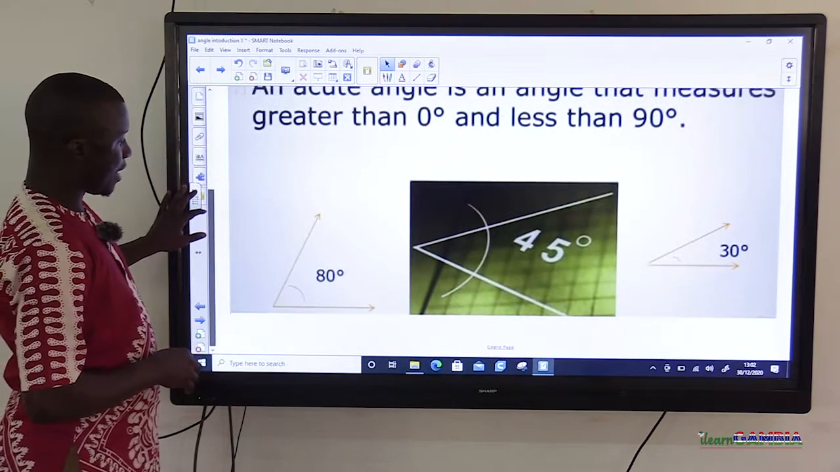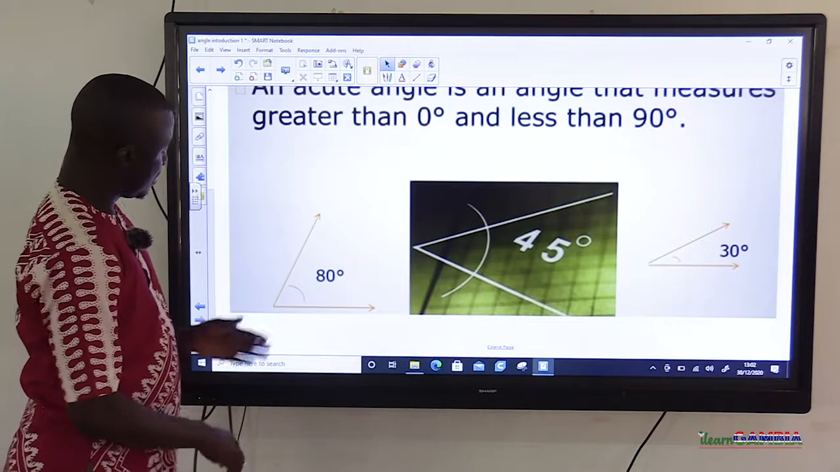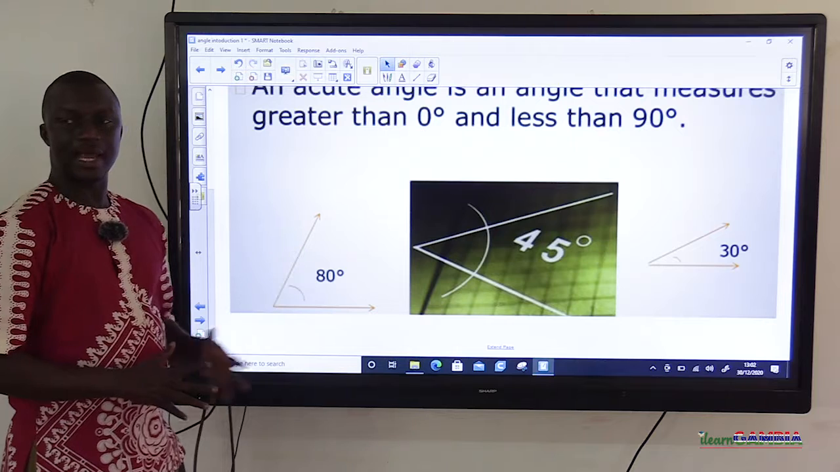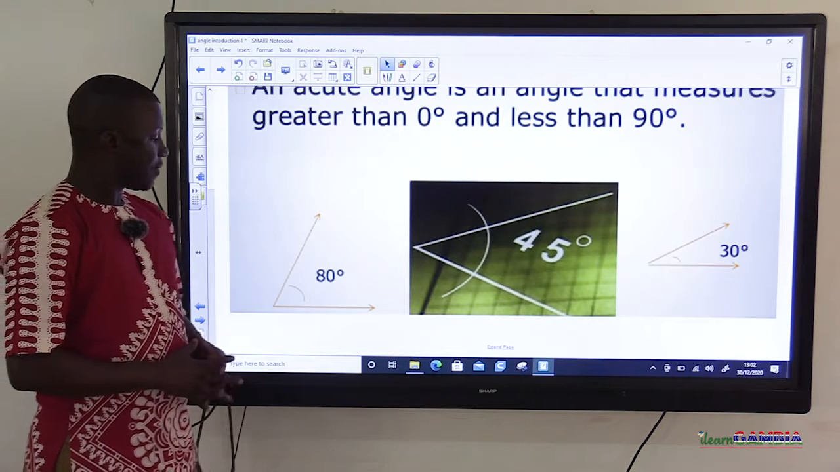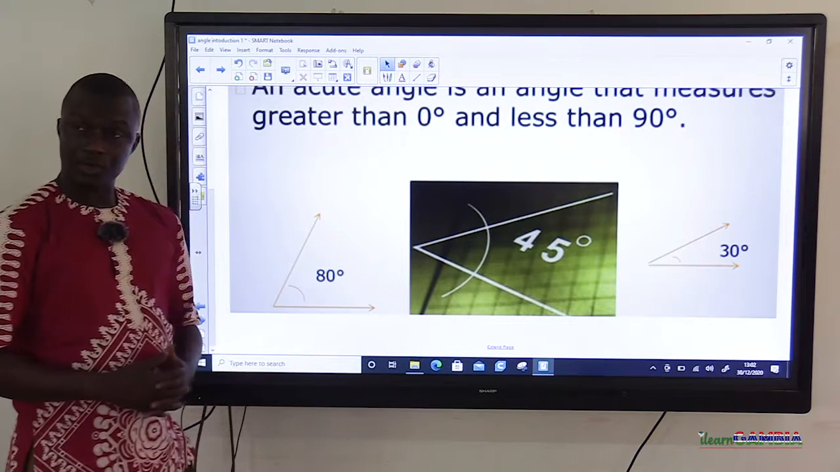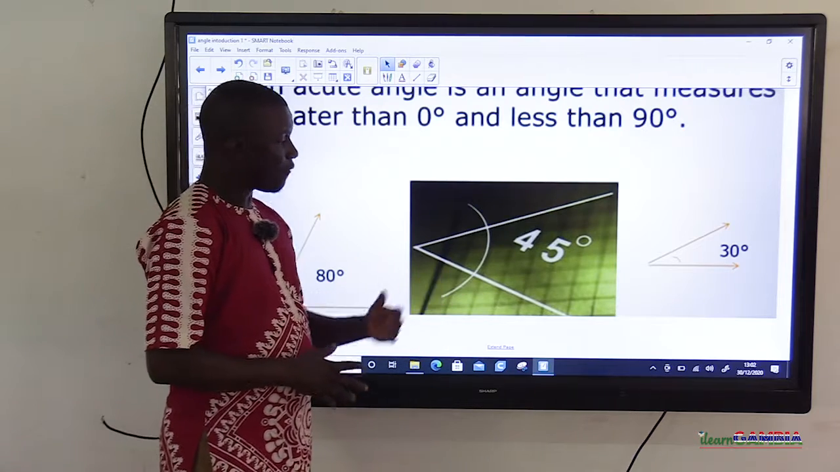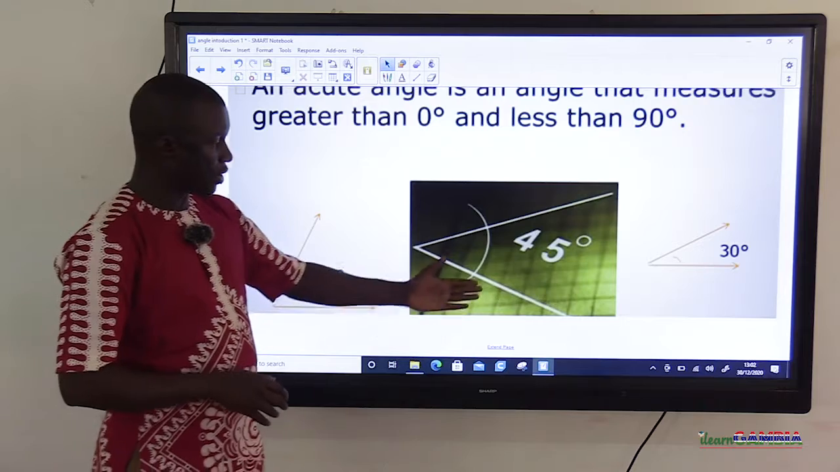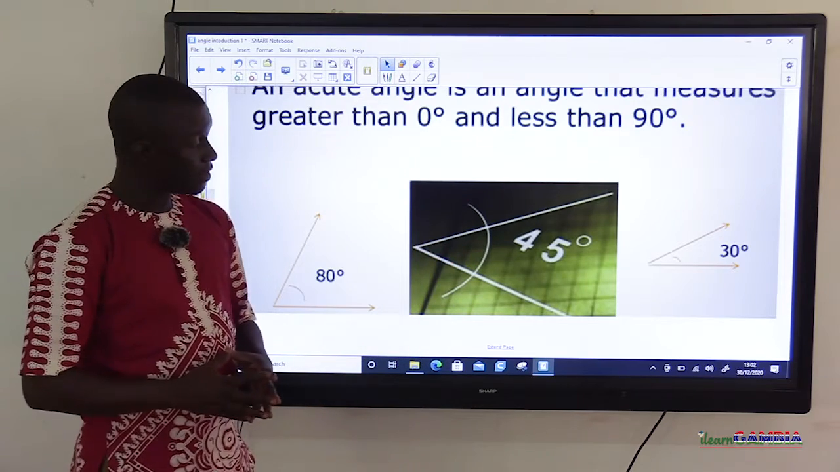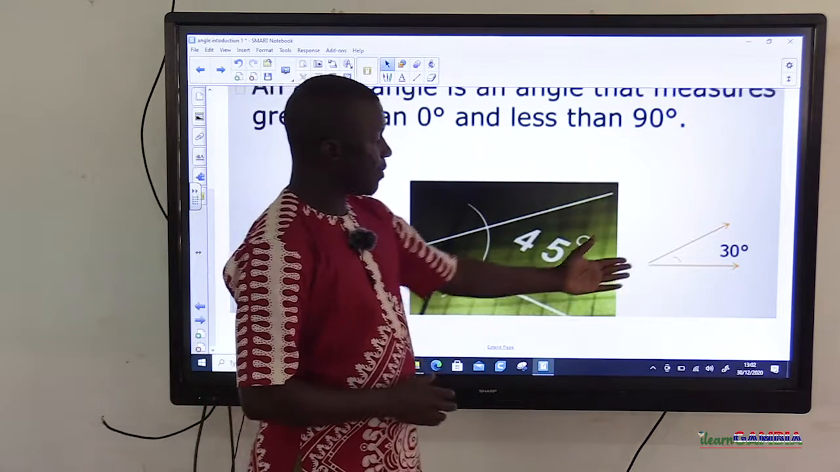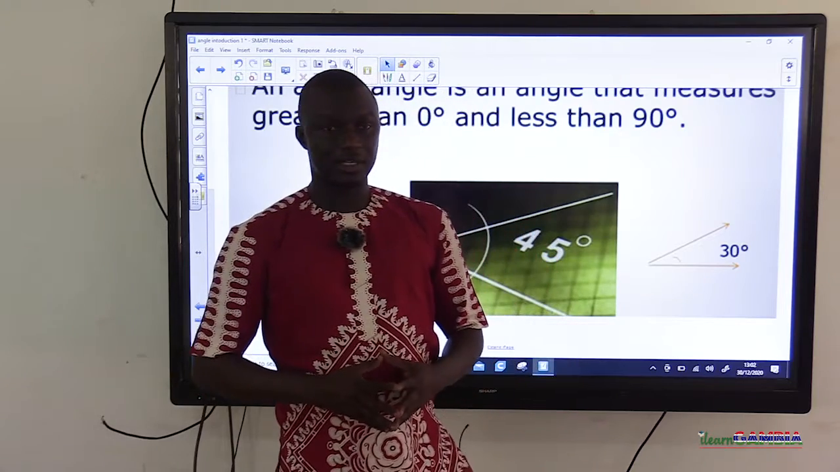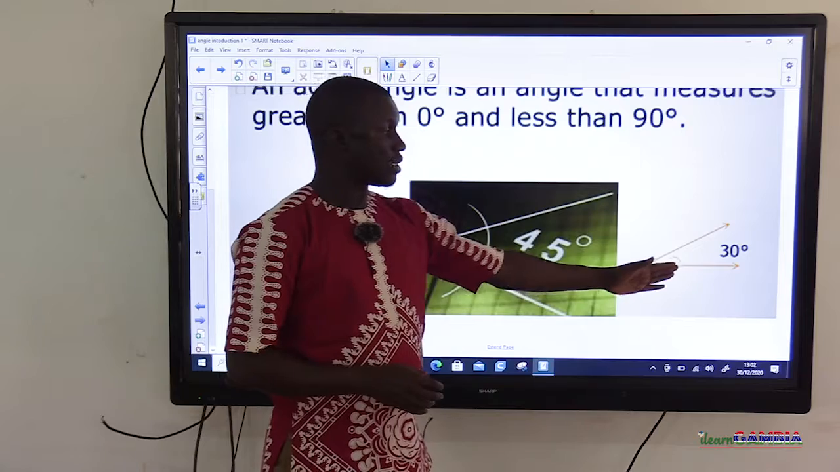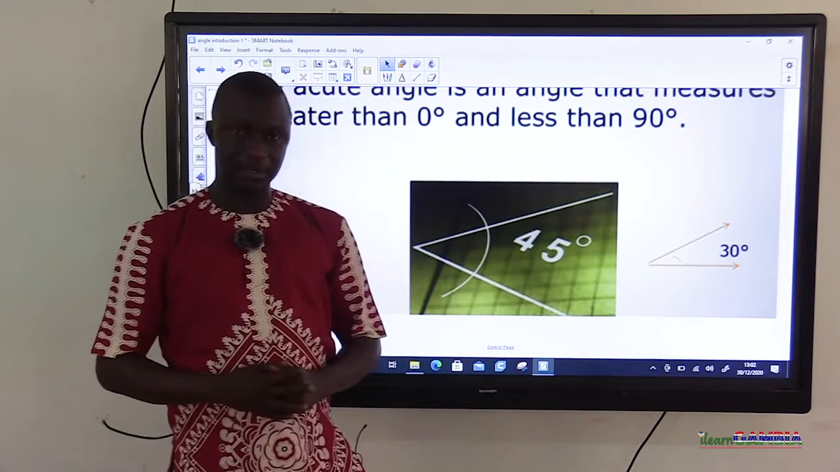And here is a good drawing of acute angles. This is 80 degrees. It is obviously more than 0 but less than 90. So we say the first diagram is an acute angle. We have 45 degrees, which is also an acute angle because it's more than 0 but less than 90 degrees. And our third diagram here is 30 degrees. 30 degrees is also an example of an acute angle, because it's more than 0 but less than 90 degrees.